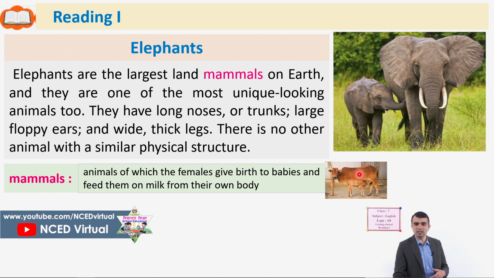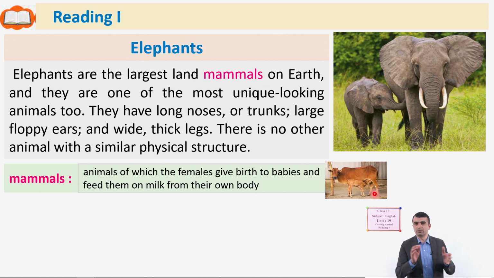For example, what can you see in the picture here? Cow. A cow is a mammal. Why? Because it gives birth to babies. Does it lay eggs? No. A cow gives birth to babies, and then calves are fed with milk from the cow's body. Here you can see a small calf, a baby cow, sucking milk from its mother's breast.